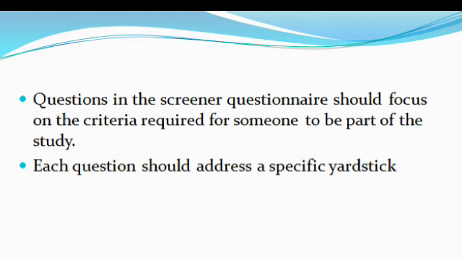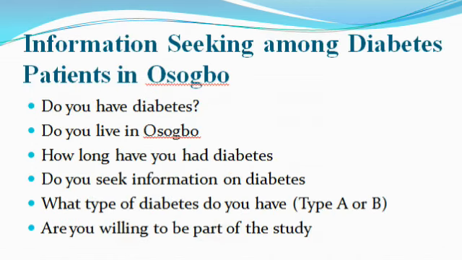Let's look at an example of a screener questionnaire. Information seeking among diabetes patients in Oshobo. And then you could have such questions as: Do you have diabetes? Do you live in Oshobo? How long have you had diabetes? Do you seek information on diabetes? What type of diabetes do you have, type A or type B? Are you willing to be part of the study?